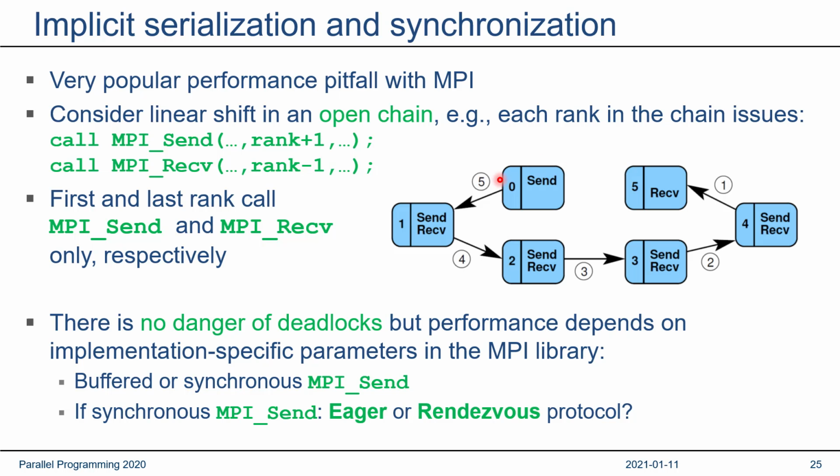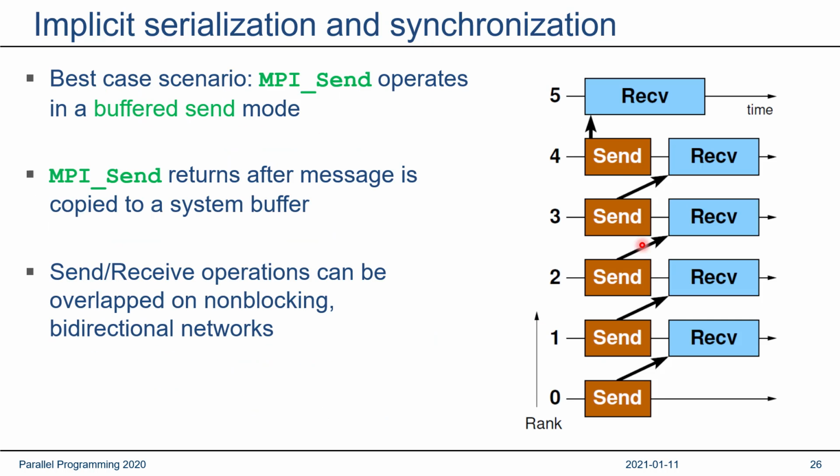However, the performance of this whole operation depends crucially on implementation-specific parameters in the MPI library. So, for example, is buffered or synchronous MPI send used? Or if the MPI send is synchronous, is the protocol used of the eager or rendezvous type? And we'll come to this in a minute.